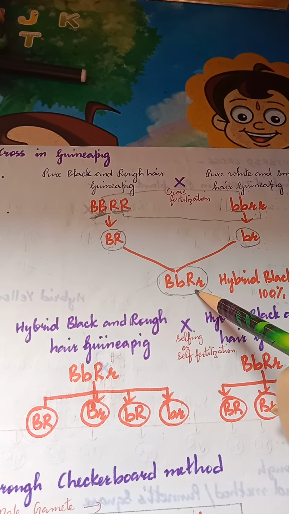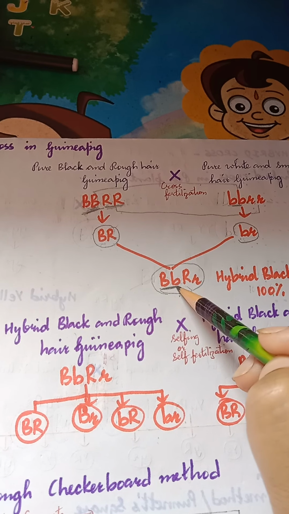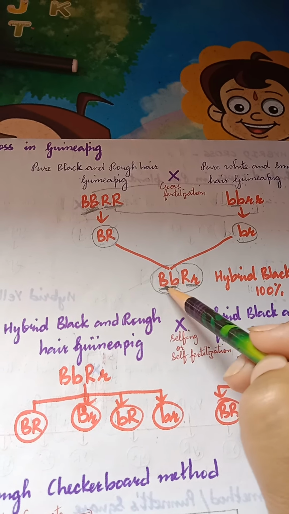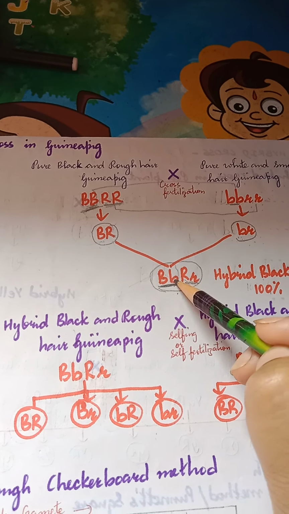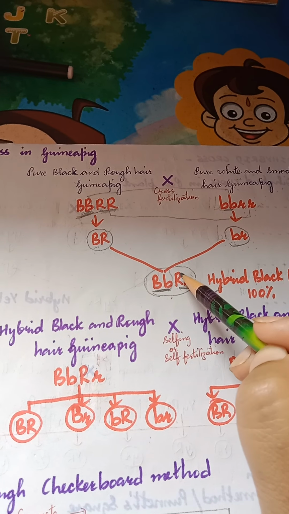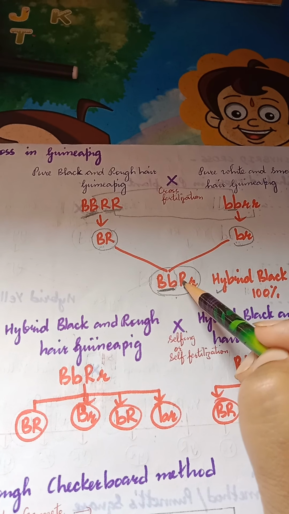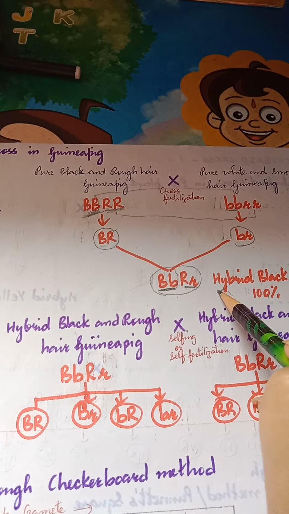If you have a closer look, we are comparing these two and we are comparing these two. In this case, both the genes are different: one is capital and another is small. So this is not pure, this will obviously be hybrid. And here also one is a capital letter and another is a small letter, which means they are not the same. So this is also not pure, this is also hybrid. So the offspring will not be pure. The offspring will be hybrid.